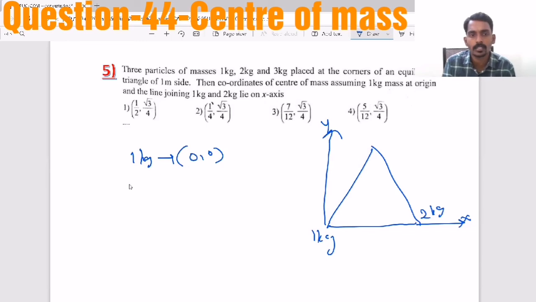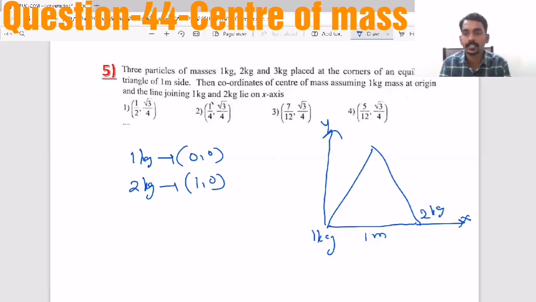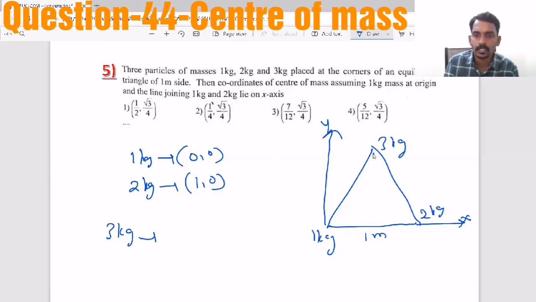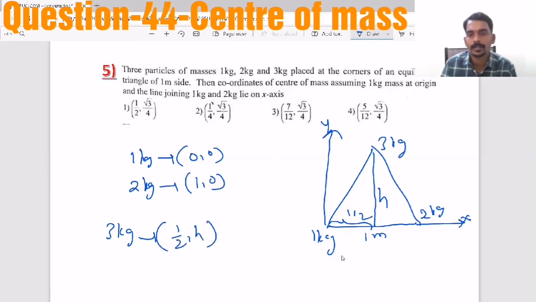Now the coordinates of 1 kg are simple: it is at the origin (0, 0). 2 kg is also simple. It is on the x-axis and the side length is 1 meter, so (1, 0). As I said, they may not give the coordinates; depending on the given question, you may have to choose the coordinates. The only slightly difficult one is 3 kg. For 3 kg, the y coordinate is the height and the x coordinate is half, so (1 by 2, h).